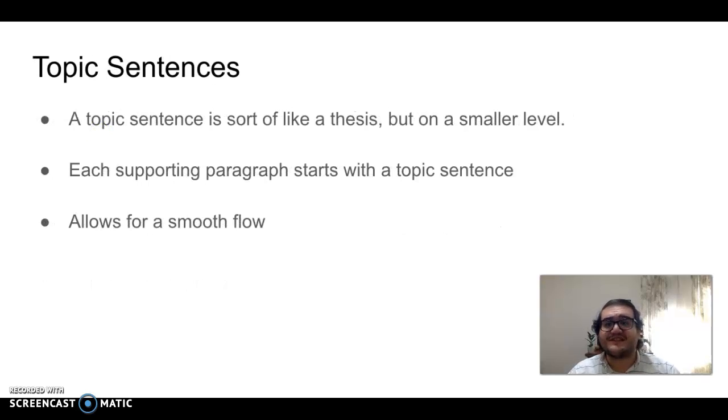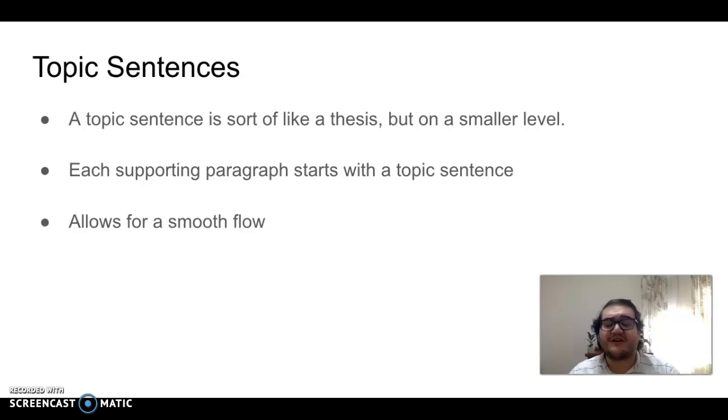So topic sentences. A topic sentence is sort of like a thesis, but on a smaller level. As already stated, the topic sentence lets the reader know what that individual body paragraph will be about. So body paragraph A is going to have its own topic sentence separate from body paragraph B and so forth. Each supporting paragraph starts with a topic sentence, and that's true for every body paragraph. You always want to make sure it has a topic sentence that connects back to the thesis statement, more specifically, the reasons of your thesis statement.